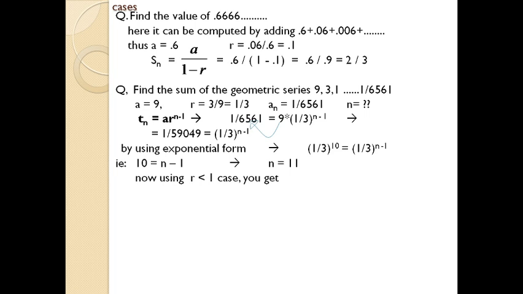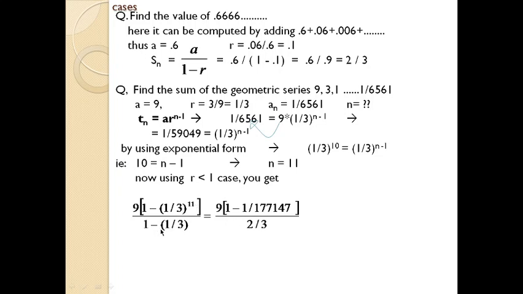Since r is less than 1, we all know it is less than 1, so we use the second equation as per the slide. By substituting the same in that equation, you will get 9 into 1 minus r raised to n divided by 1 minus r. I hope you are all familiar with the equation. I just substituted the same, and you will get 9 into 1 minus 1 divided by 177147. This is obtained by multiplying 1 by 3, 11 times. That's how you got this number.